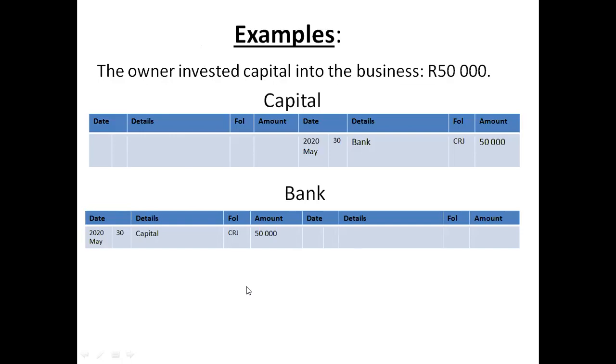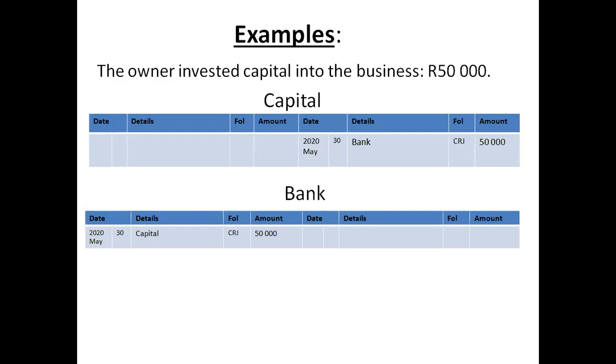So there I've given you a transaction. Let's first go through the transaction. The owner invested capital into the business, 50,000. Now, when you do the general ledger, two things from the transaction are important. The one thing is to get the amount in your head, so it's 50,000. And the second thing is, what is this transaction all about? So what is going to be the name of the T account?